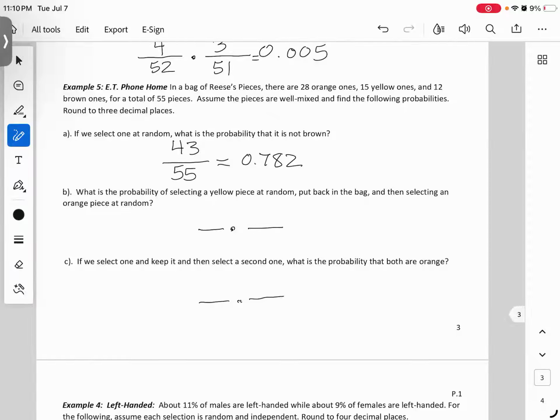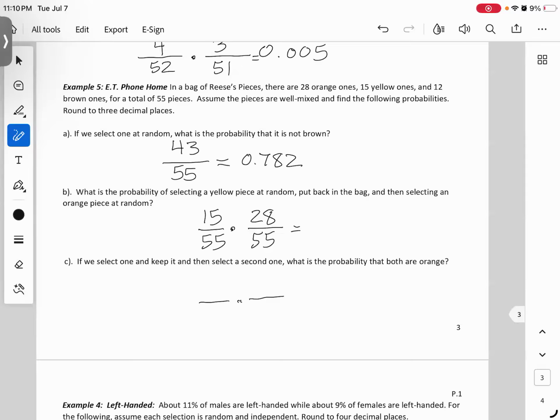Okay, so maybe you've tried this one. Again, it was to try to get a yellow, which would be 15 out of 55. They put it back, so that means you've got all 55 pieces available again. And now this time it's a different color. It's orange, which there's 28 of those. And again, you just go ahead and multiply that together.